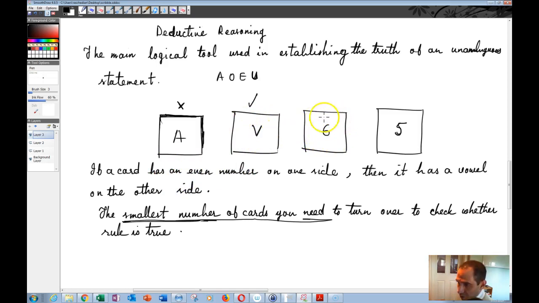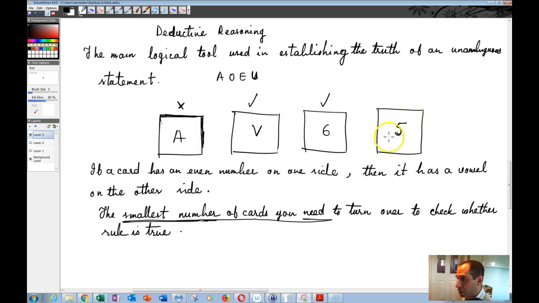Now over here, this is an even number. So if on the other side of this card I have a vowel, the rule has not been broken. So on this side of the card I have an even number. On the other side, if I have a vowel, the rule has not been broken. Otherwise, if I have a consonant on the other side of this card, the rule has been broken. So I have to move this over to see what's going on the other side of this card.